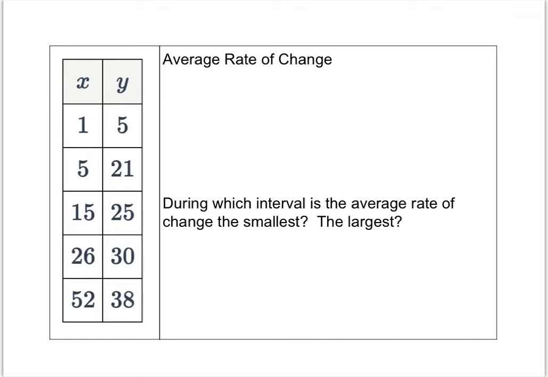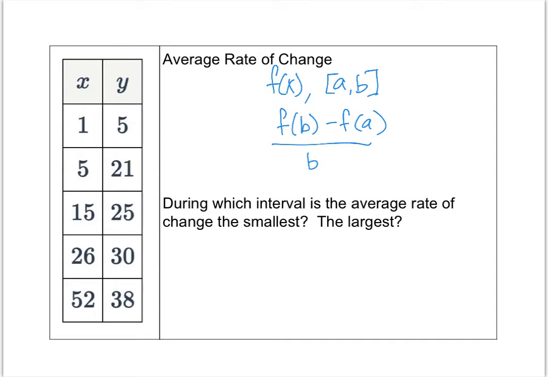The other concept we're going to talk about here is the idea of an average rate of change. An average rate of change on an interval, let's call this on function f of x, on the interval from a to b, we're going to define as f of b minus f of a over b minus a. So this is going to be our change in y and our change in x.